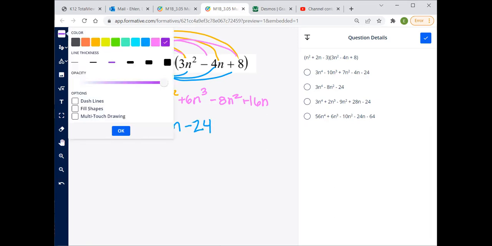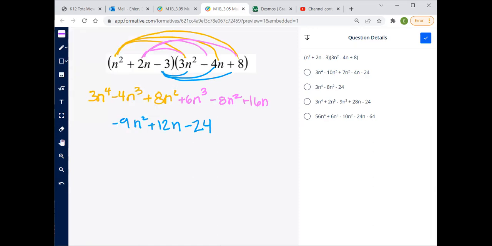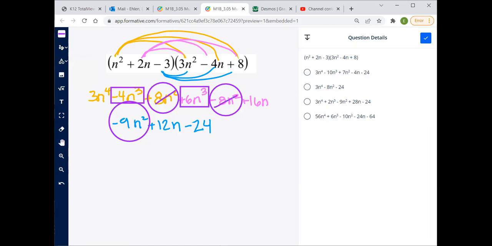And then you can combine your like terms. So we have some n cubes here, some n squareds, and if you already see, the two that I just circled cancel each other out. I love when that happens.